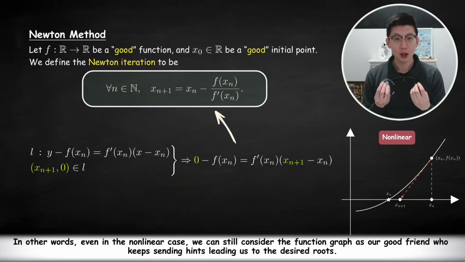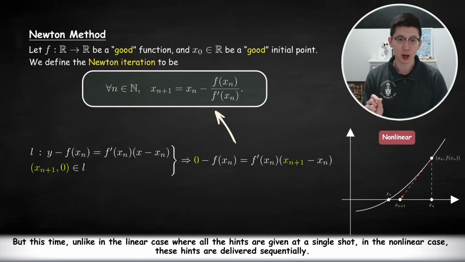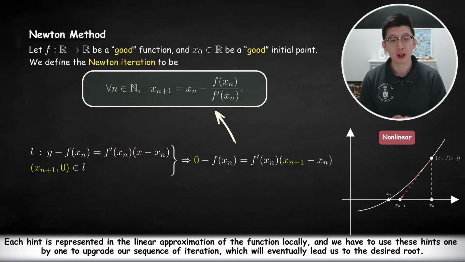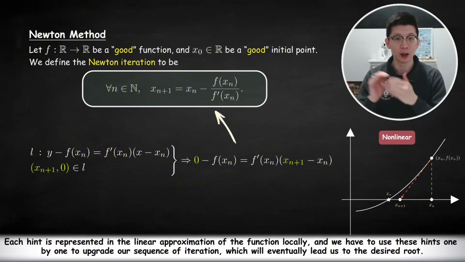In other words, even in the nonlinear case, we can still consider the function graph as our good friend who keeps sending hints leading us to the desired roots. But this time, unlike in the linear case where all the hints are given at a single shot, in the nonlinear case, these hints are delivered sequentially. Each hint is represented in the linear approximation of the function locally, and we have to use these hints one by one to upgrade our sequence of iteration, which will eventually lead us to the desired root.